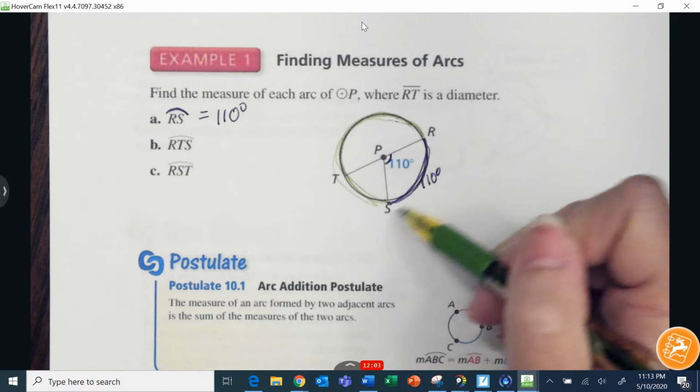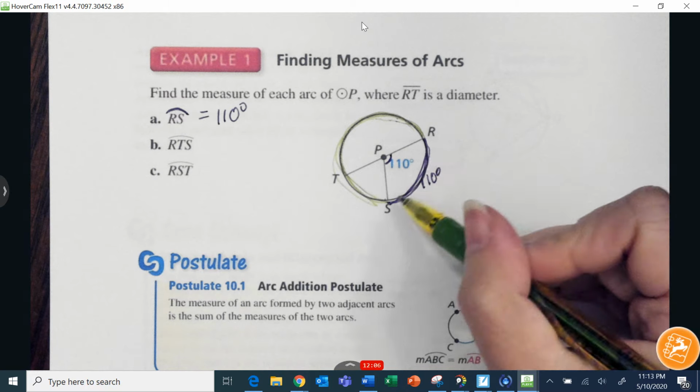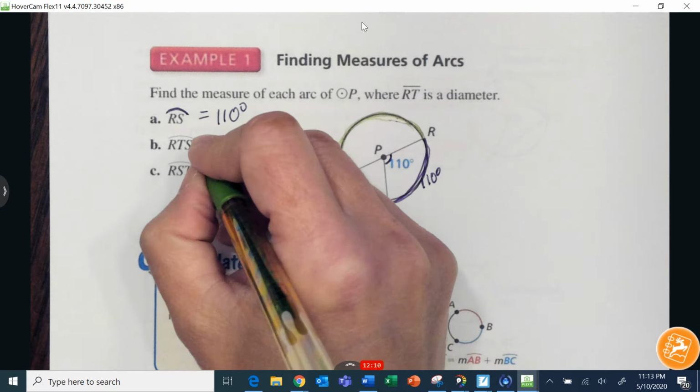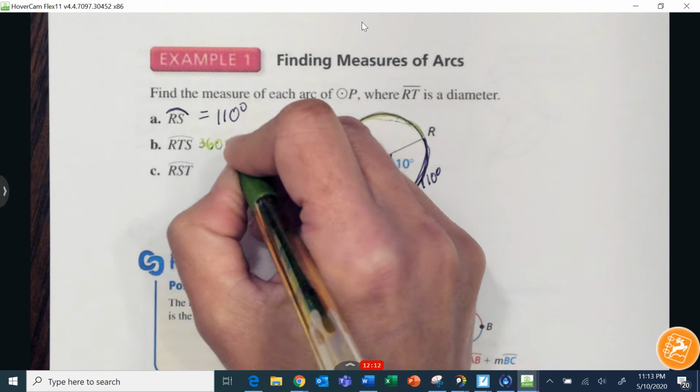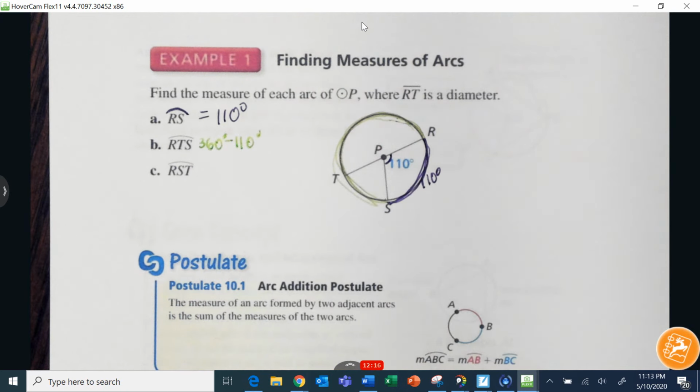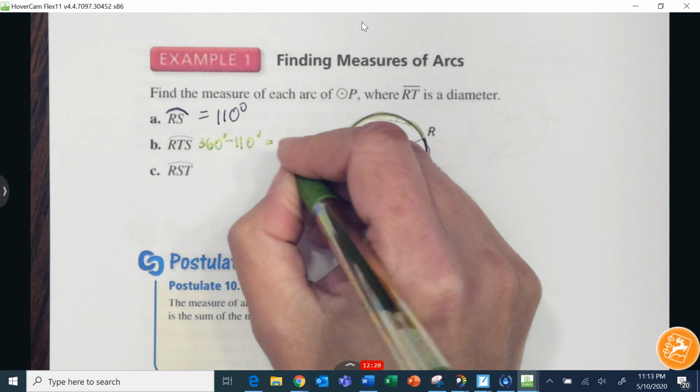Let's see, the whole circle is 360. I know that this part right here is 110, so the other direction has got to be 360 minus 110. So 250 degrees.